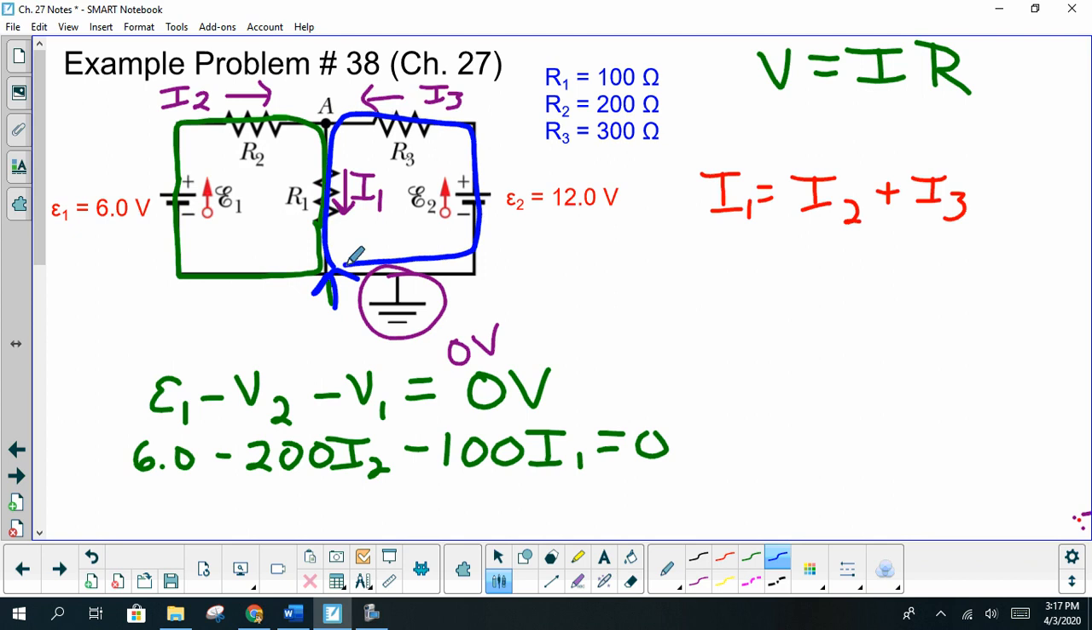We're going to traverse the loop again clockwise. Whenever you go around the loops within a problem, it is essential that you always go around the loops in the same direction. So we're going to go around clockwise again. You're going to start at this point. Go ahead and take a moment and see if you can write an equation using the loop rule for that right-hand loop.